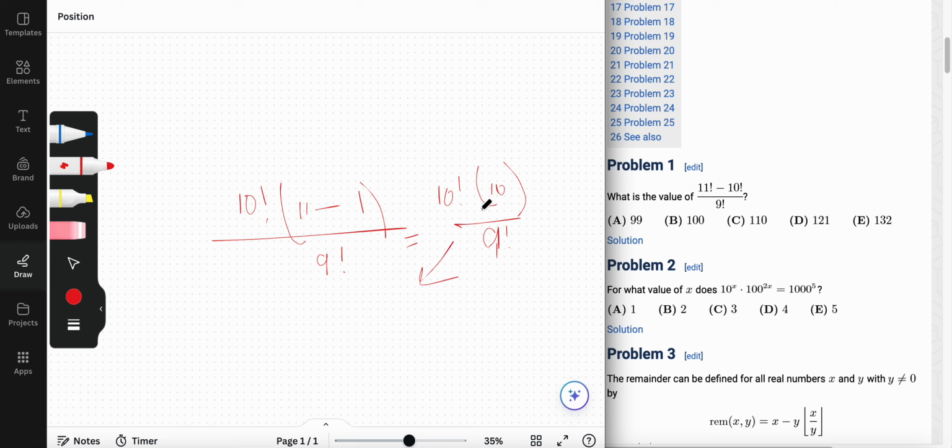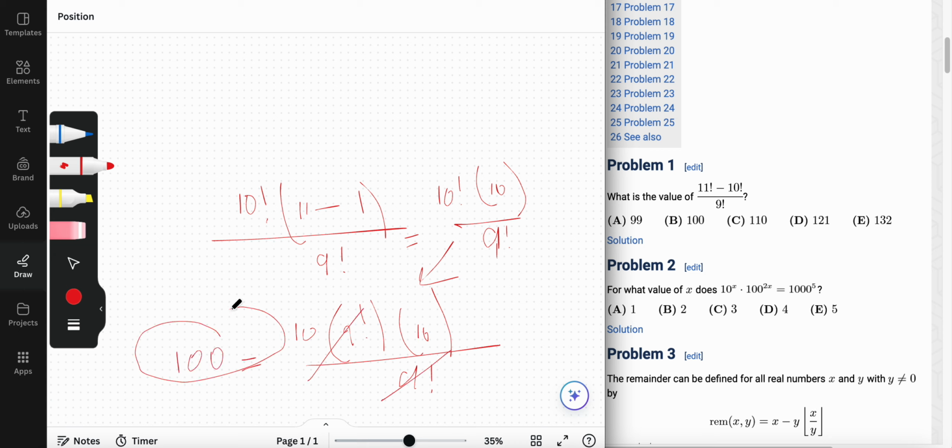That is, okay, 10 factorial is 10 times 9 factorial, right? So I can do this. This cancels out with that. I get 100. So the answer is B.